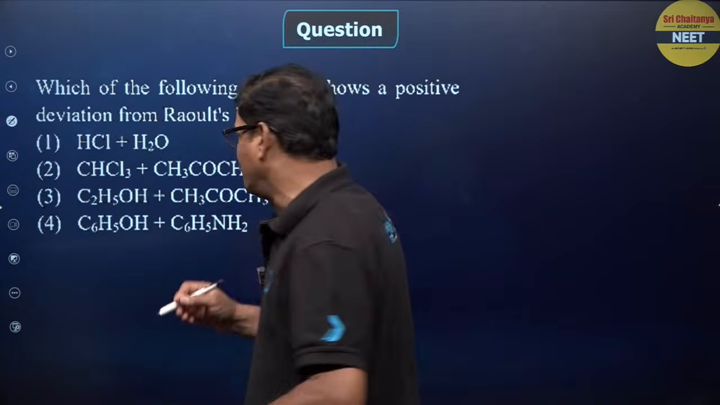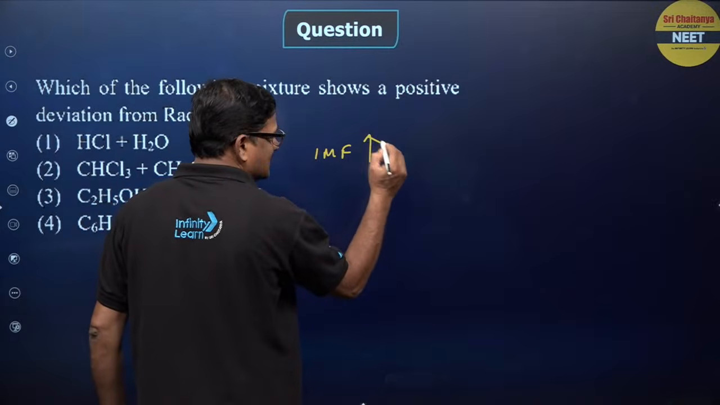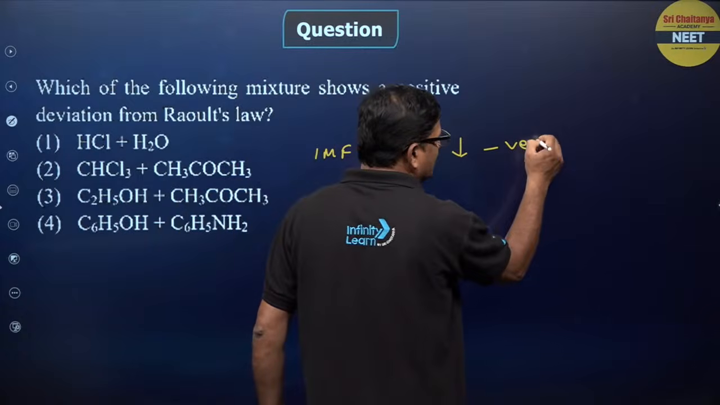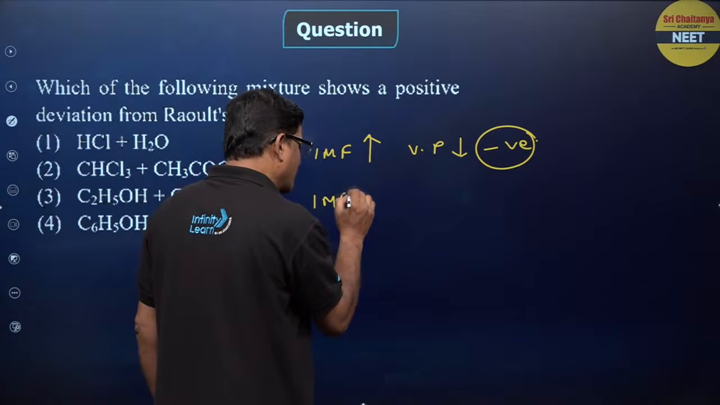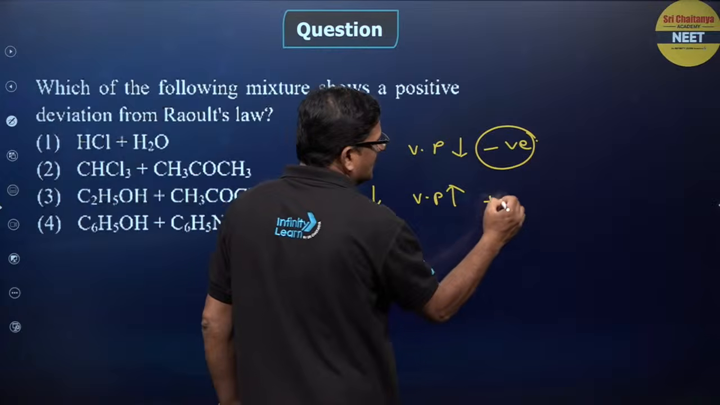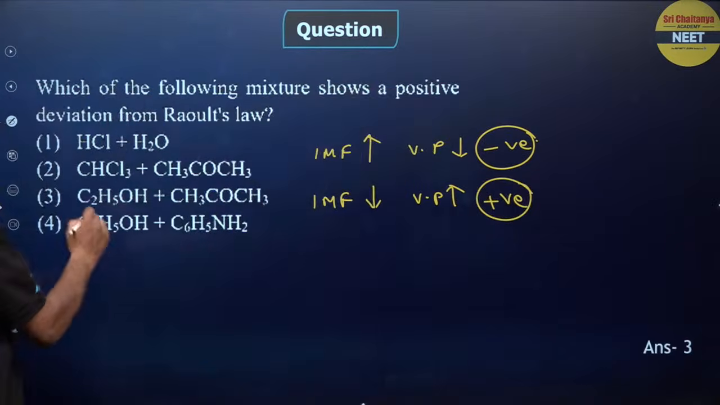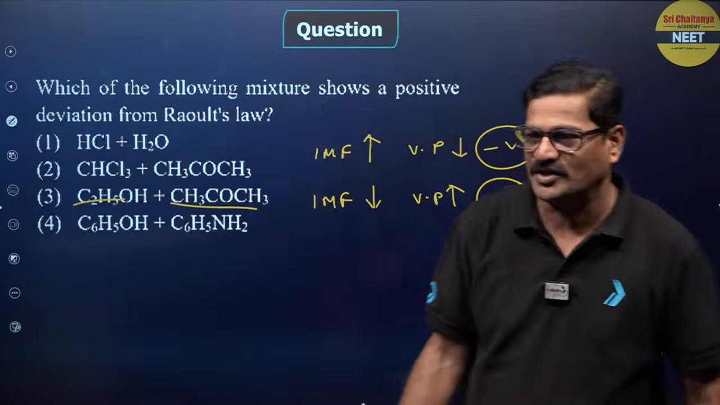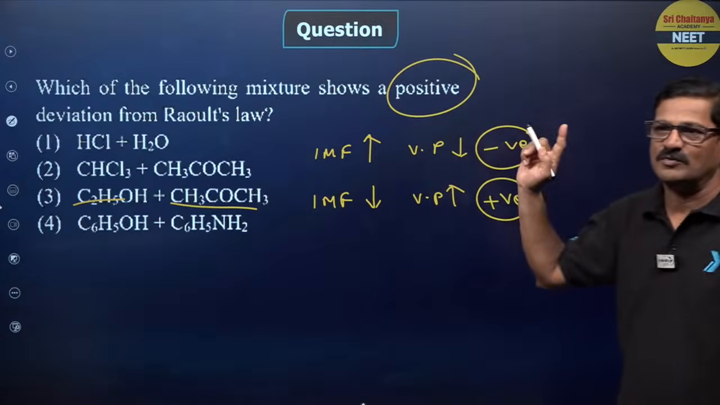It's pretty simple. If intermolecular force on mixing increases, vapor pressure decreases, negative deviation from Raoult law. If intermolecular force decreases, vapor pressure increases, it shows positive deviation from Raoult law. So ethyl alcohol and acetone is the mixture that shows a positive deviation from Raoult law.